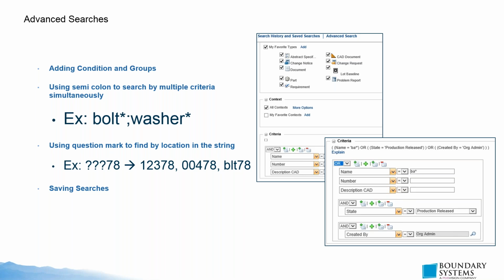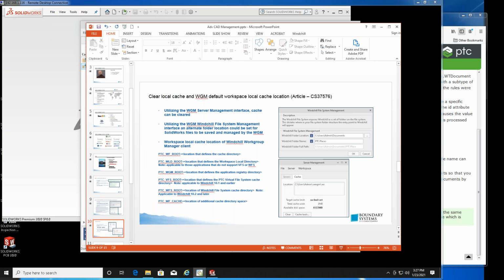And if you execute that search, the system will find all objects starting with anything 1, 2, 3, and there's a 7, 8, 0, 0, 4, 7, 8, BLT 7, 8, B01, 7, 8, BBB, whatever, right? Any character or digit is listed based on that question mark. Additionally, if you had set up your search criteria, you may save them so you don't have to redo them every time you're looking for components with those specific criteria.